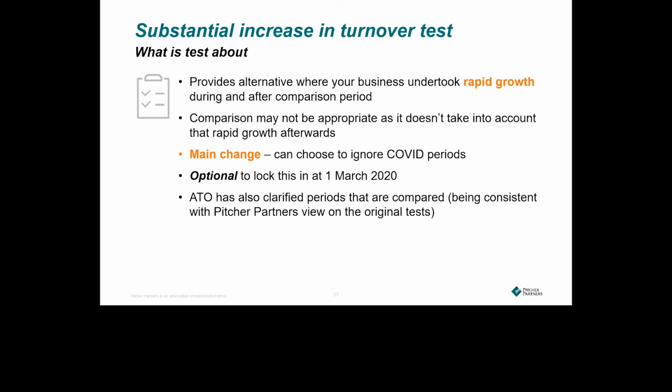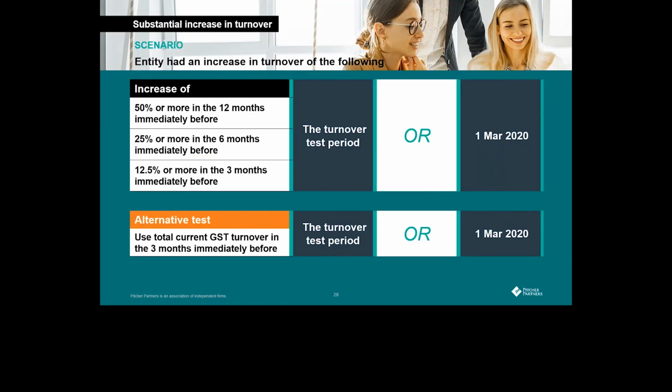Finally, the main change has been that the ATO has clarified the periods that you compare. Previously there was a little bit of ambiguity about how the test actually operated, but it's now quite clear, and we'll take you through that as well. So we'll walk you through the basics of the test first, and then we'll discuss the relevant periods in a little bit more detail.